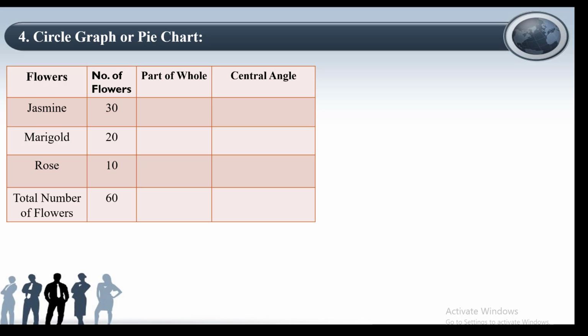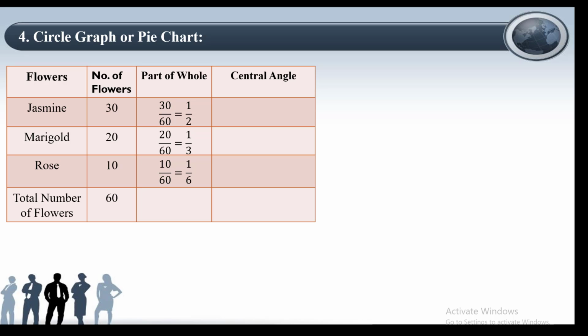Here, the number of jasmine flowers is 30, which is 30 by 60, that is, half part of the total number. Similarly, the number of marigold flowers is 20 by 60 part of the total number, that is 1 by 3. The number of rose flowers is 10 by 60, that is 1 by 6, part of the total number.